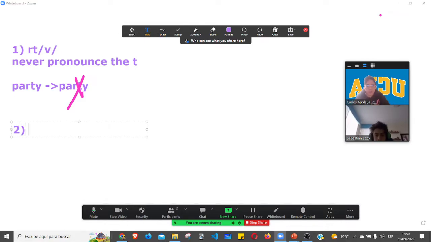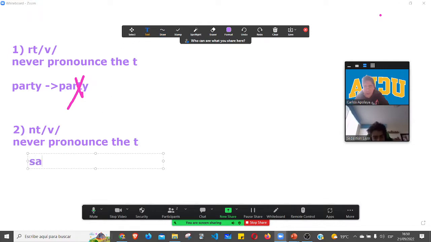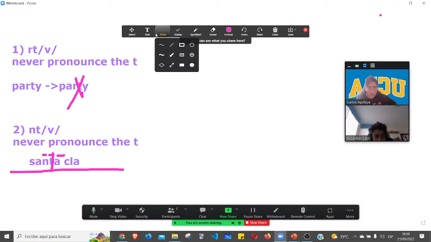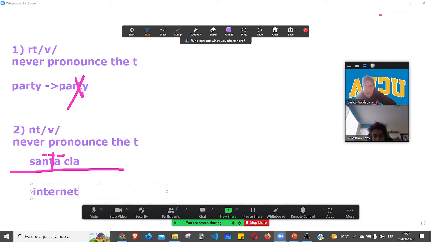The second rule, when you have NT and vowel sound, is the same. You never pronounce the T. For example, you have the word Santa Claus. Santa Claus. You say? Santa Claus. You say internet. Internet. You say?